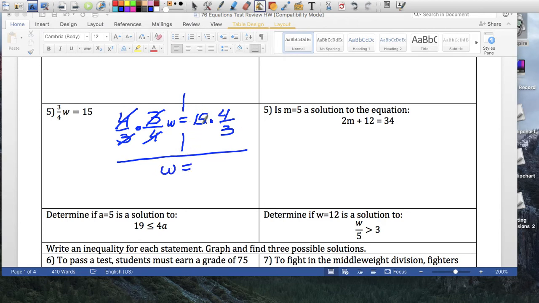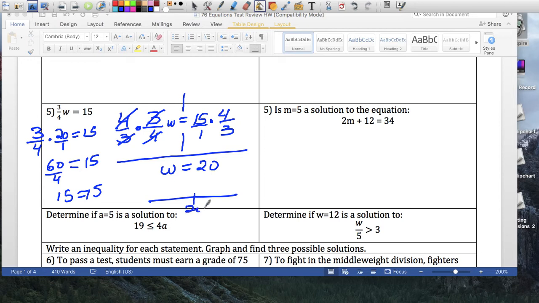And then here, we can put this over 1. 15 times 4 is 60, right? And then 60 divided by 3 gives me, so w is 20. Let's check. 3/4 times 20 equals 15. Put 20 over 1. 3 times 20 is 60. 4 times 1 is 4. Is 60 over 4 the same thing as 15? Yes, it is. There we go.